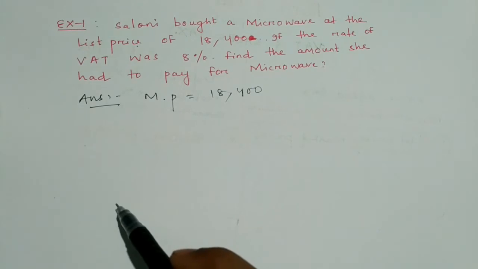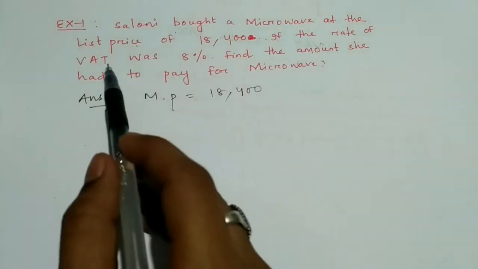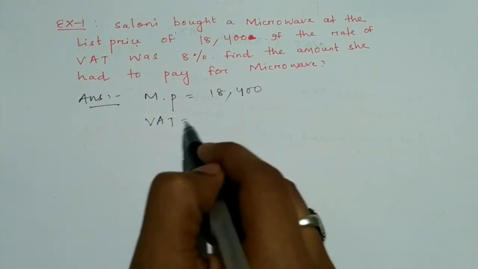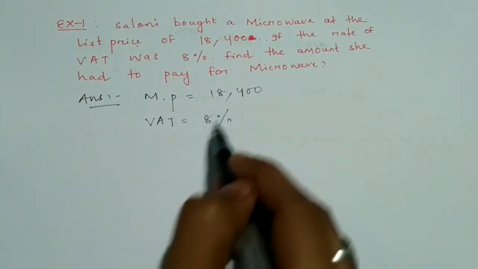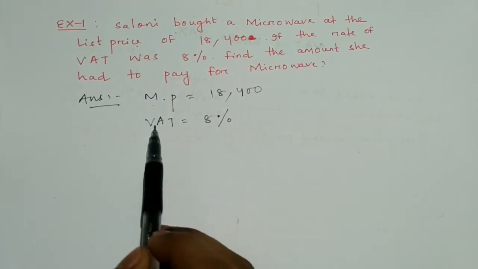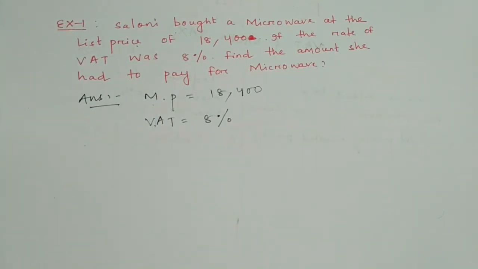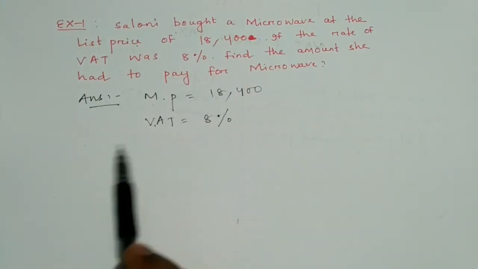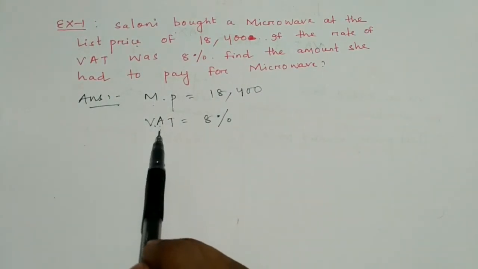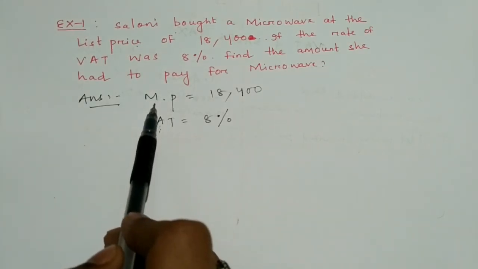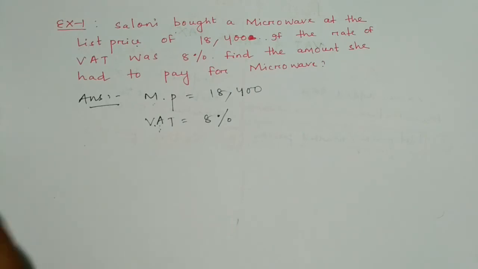18,400. Okay. And if the rate of VAT was 8%, so VAT is given here as 8%. So mark price is given, VAT is given. So we have to find out the amount she had to pay for the microwave. As you know, VAT is always added to the mark price and always calculated upon the mark price.